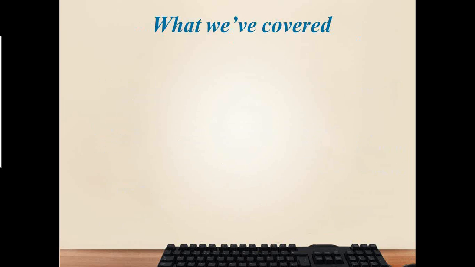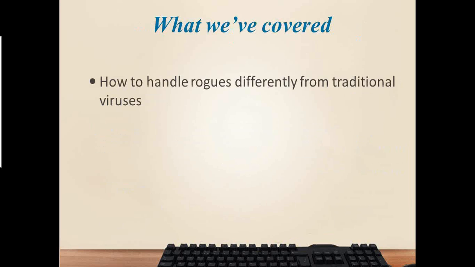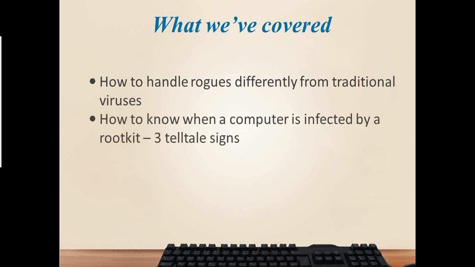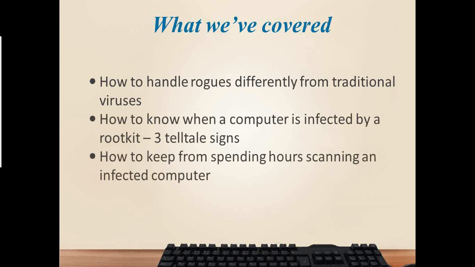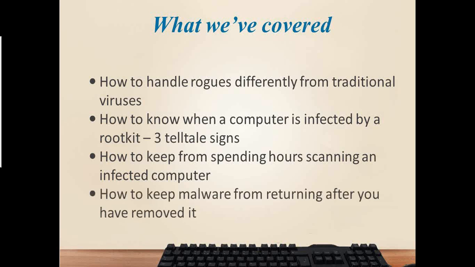So one more time, review what we've covered last week and this week: how to handle rogues differently from traditional viruses. How to tell when a computer is infected by a rootkit, the 3 telltale signs plus number 4 with the radio station, and how to keep from spending hours scanning an infected computer. And again, what we're talking about is going directly to the source of the infection, getting rid of them so you don't have to scan with one after another, and hope for the best.